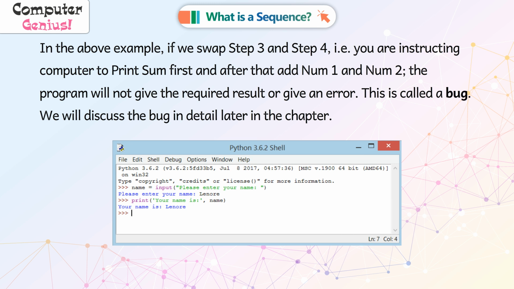are instructing your computer to print sum first and after that add num1 and num2, the program will not give the required result or give an error. This is called a bug. We will discuss the bug in detail later in the chapter.